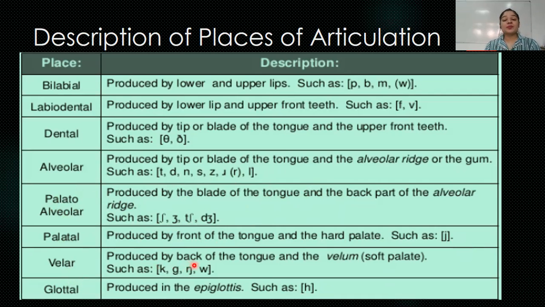Velar, produced by the back of the tongue and the soft palate, such as k, g, ng. Right? Glottal, produced in the epiglottis, such as h. Right? It is produced in the epiglottis.